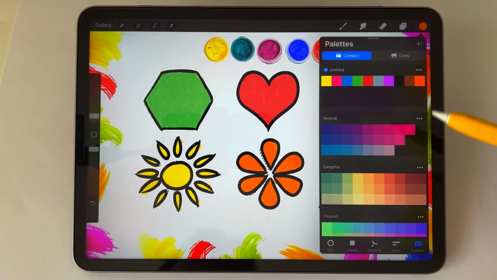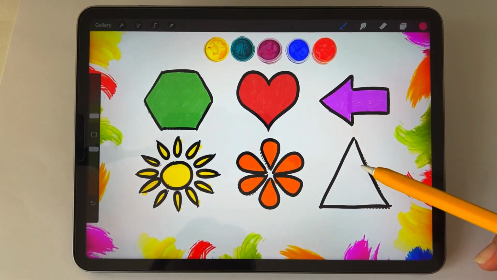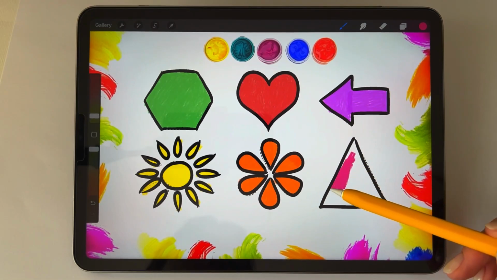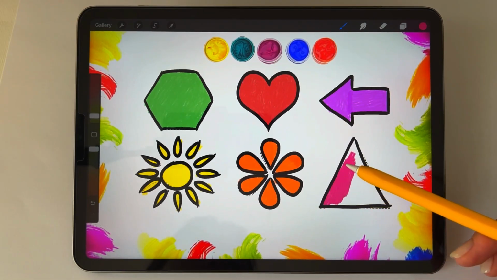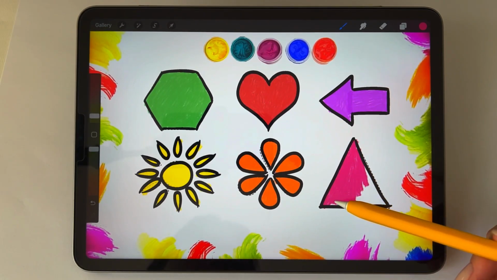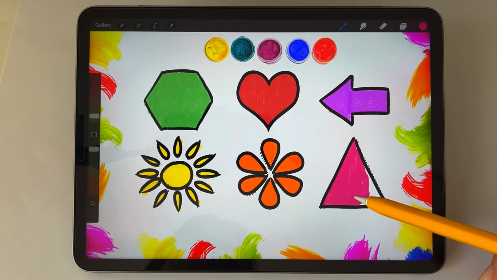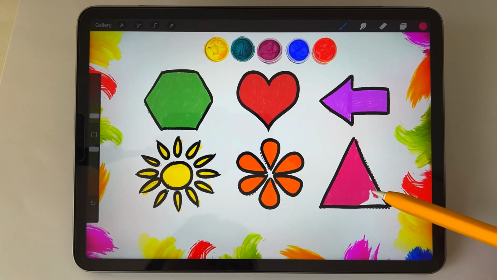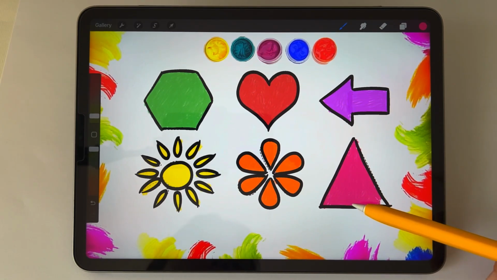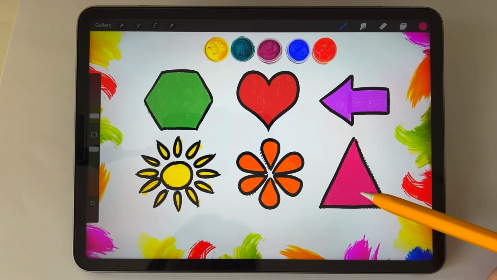And for the triangle, I am taking pink. This is a pink triangle.